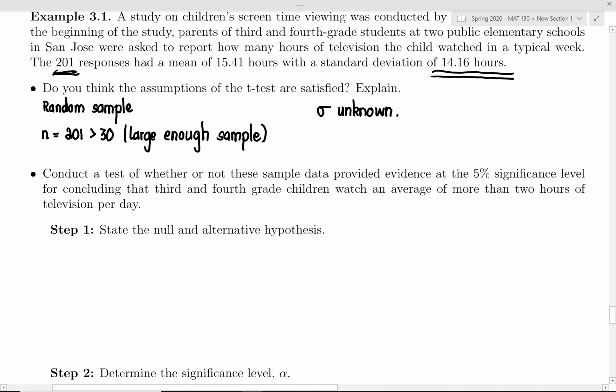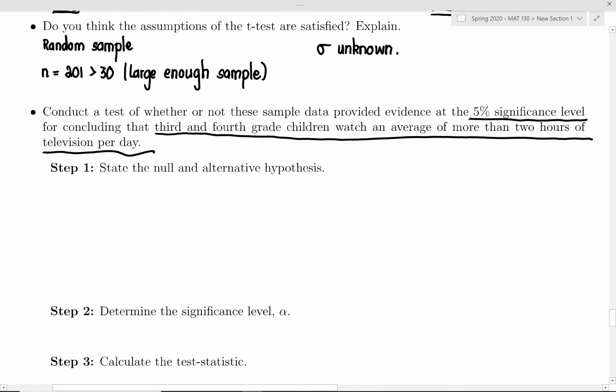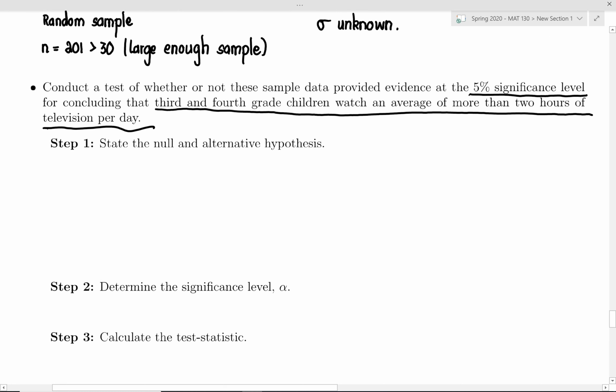Now, we are going to use this information to conduct a hypothesis test. So we're going to conduct a test of whether or not the sample data provides evidence at the 5% significance level for concluding that the 3rd and 4th grade children watch an average of more than 2 hours of TV per day. So the question is, do they watch more than 2 hours of TV per day? So we're going to set up our null hypothesis and our alternative hypothesis.